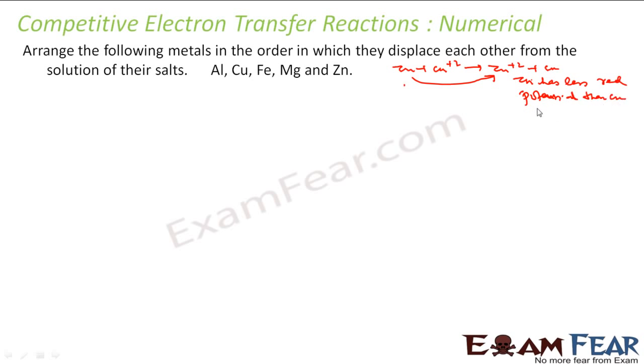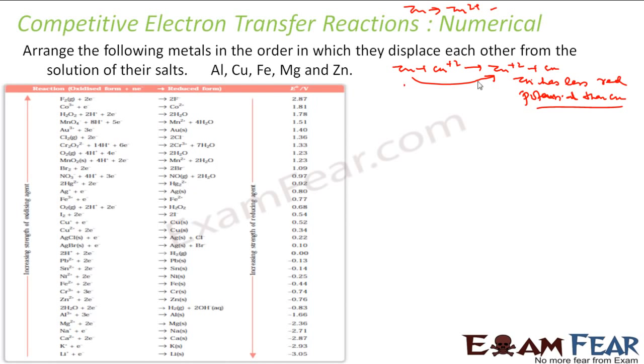Hope you understand what I'm trying to say. See, zinc has more oxidation. Zinc to Zn2+, this reaction is more favorable, right? That means zinc has more oxidation potential than copper. But we have the chart for reduction potential. That means zinc has less reduction potential than copper. That means the one which has less reduction potential will displace the one with higher reduction potential, right?